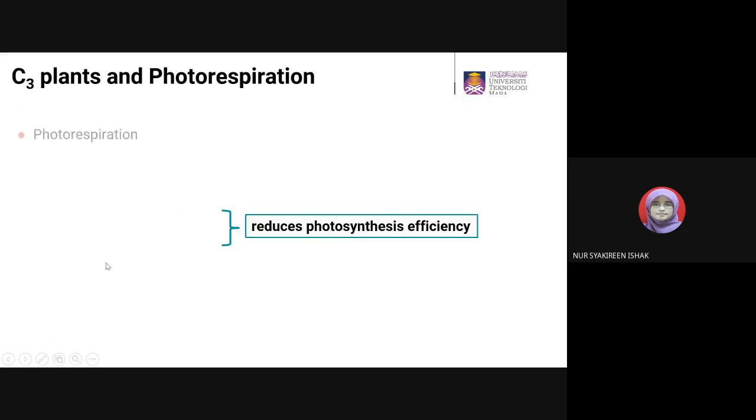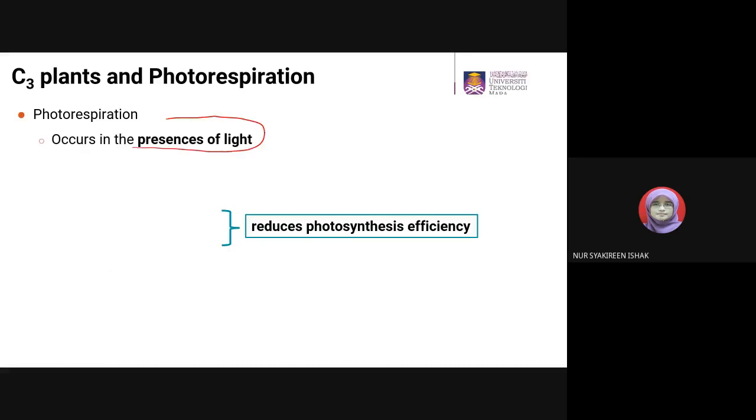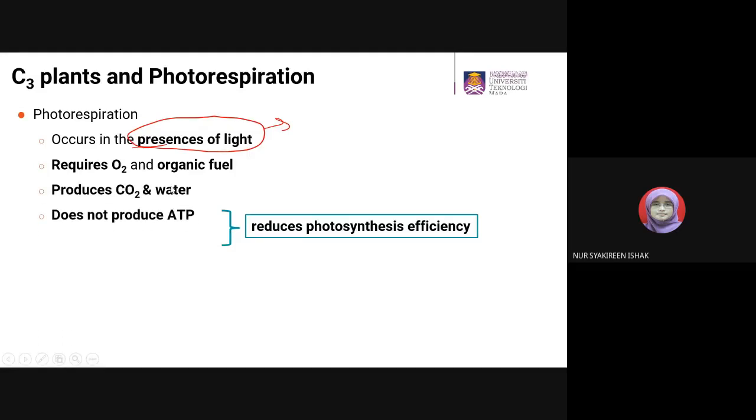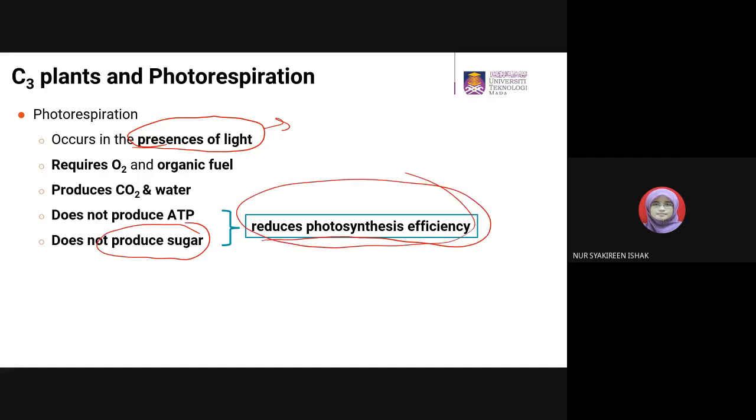Photorespiration basically occurs during daylight. Sebab apa? Masa tu hari panas terik. It requires oxygen and organic fuel. It produces carbon dioxide and water. It does not produce any ATP. It does not produce sugar, and it reduces photosynthesis efficiency, reduces photosynthetic yield. Dia produces less sugar or no sugar.